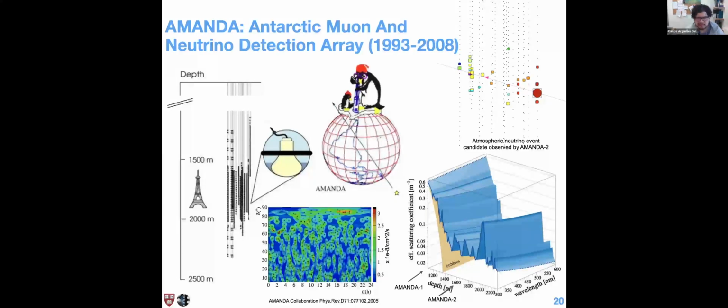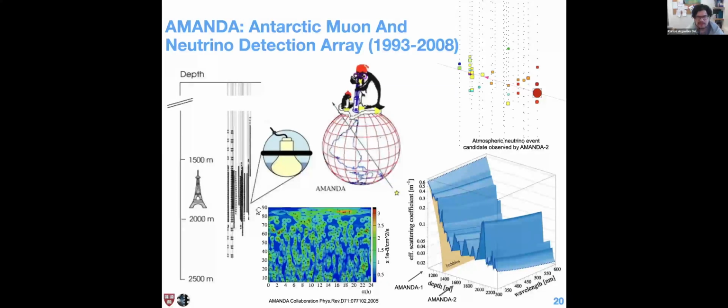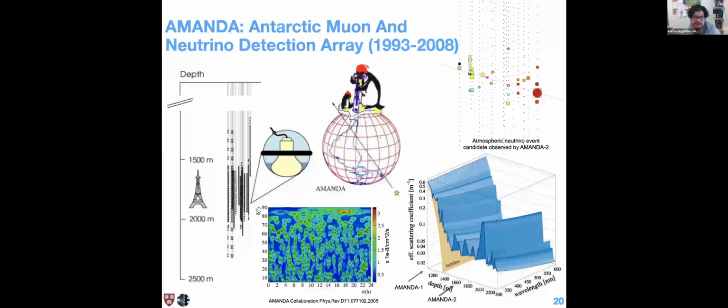It turns out that the properties of the ice change quite dramatically as you go in depth. The first version of Amanda, Amanda 1, was deployed a little less than a kilometer deep in the glacier. And it was unfortunately in the region where there was so much scattering that you couldn't resolve tracks correctly. The second version of Amanda was deployed deeper, where the scattering length is longer, so that the light is able to get to your detectors unscattered. And you can see that here on this figure on the right, the effective scattering coefficient, the inverse of the scattering length, and how that depends on the depth. And that's something that they discovered as they were going through this.